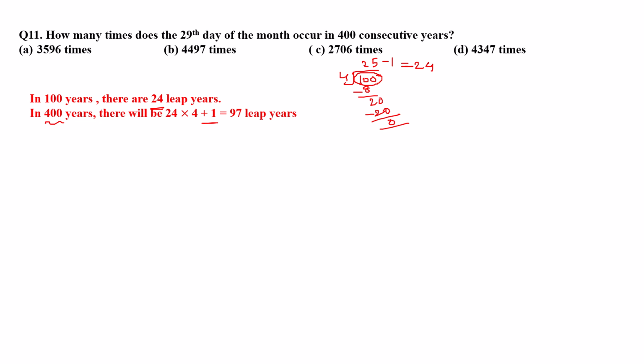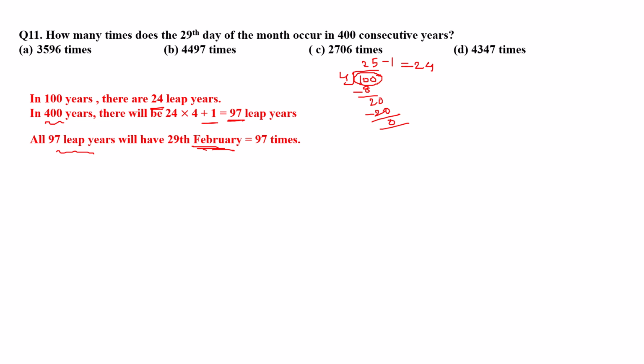400 is completely divisible by 400, so 400 will also be counted as a leap year. That's why I have given 24 into 4 plus 1. This 1 is included because 400 is also a leap year. So we'll see there are 97 leap years. So it means in 97 leap years, the February month will have a 29th day, isn't it? So it means 97 times February will have it, only in these leap years.